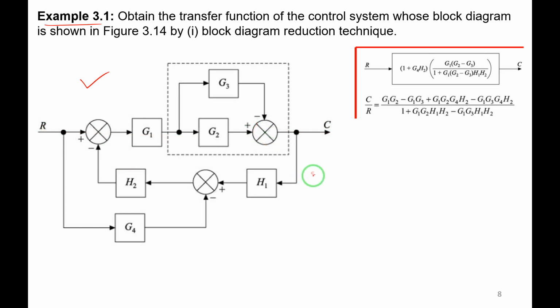So finally what I have to do is convert it into a single block having input on the left side and output on the right side, by using the block diagram reduction technique. So we obtain the transfer function of the control system. We are using the block diagram reduction technique in order to obtain the transfer function of the given system, right?